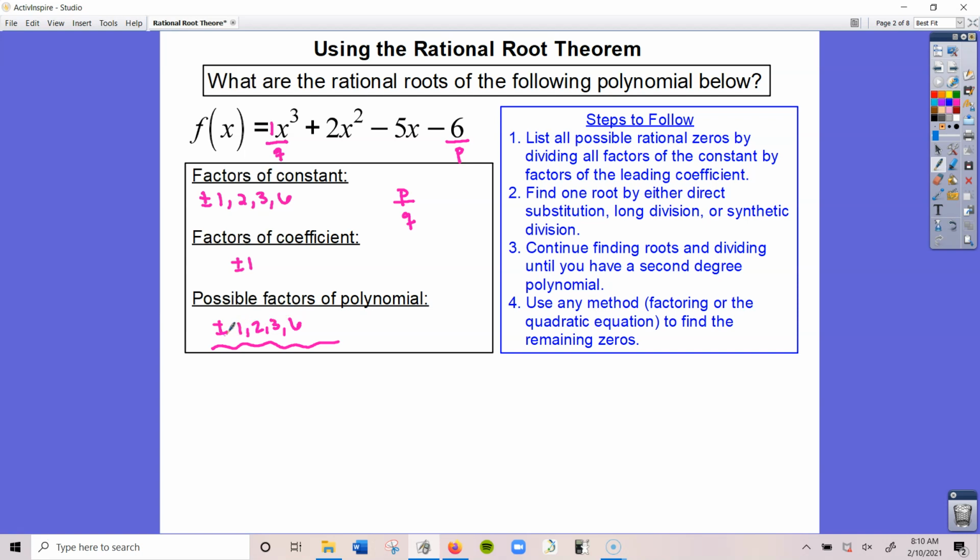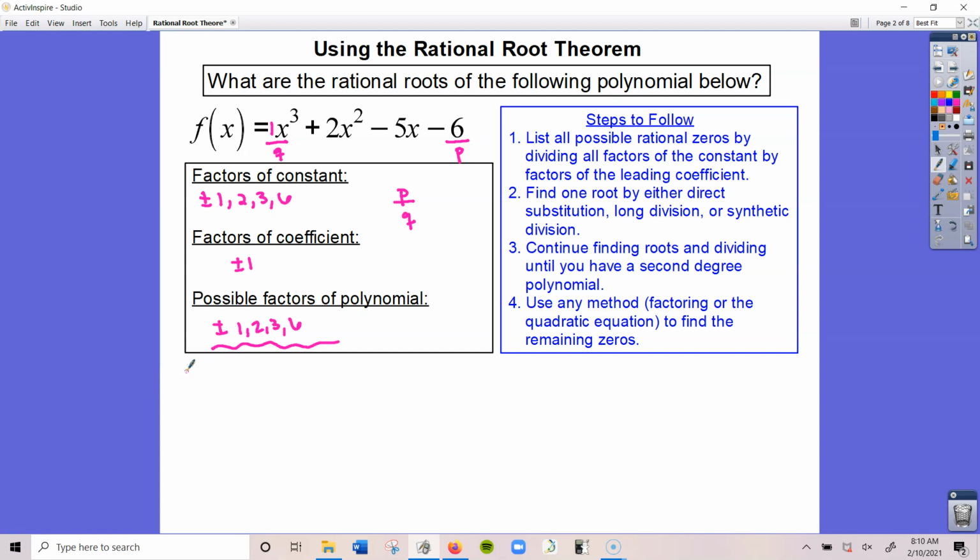Okay, so it doesn't necessarily mean you're going to test all 8 possible roots. You're just going to test until you find one that works. The way we test it is by using synthetic division. You could also use long division, but that would be a little bit more work. So we're just going to use synthetic.